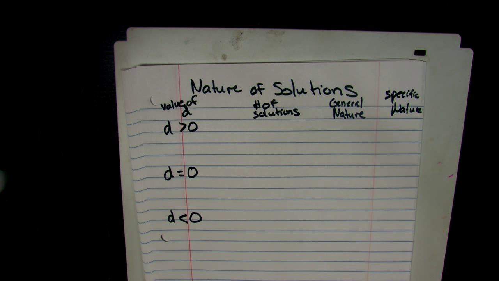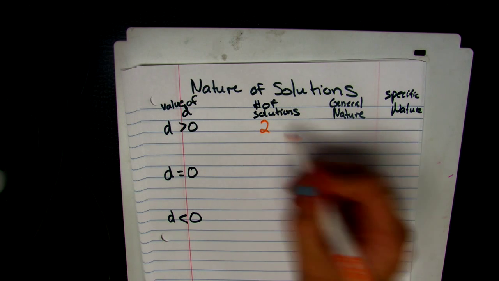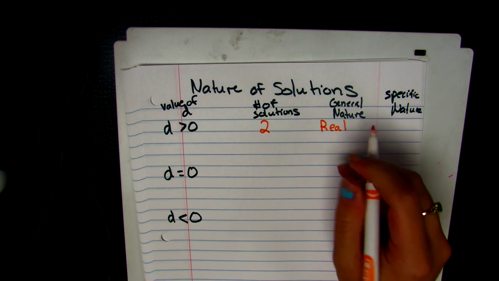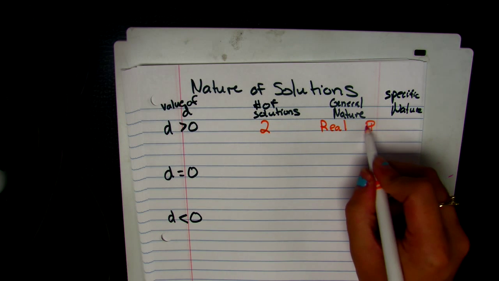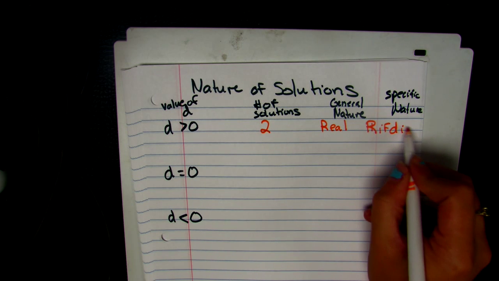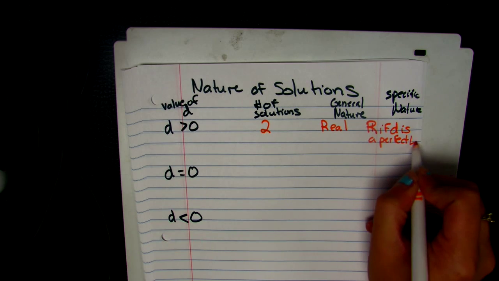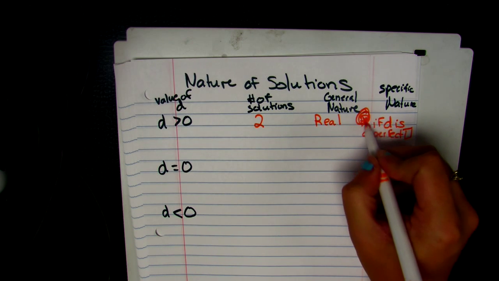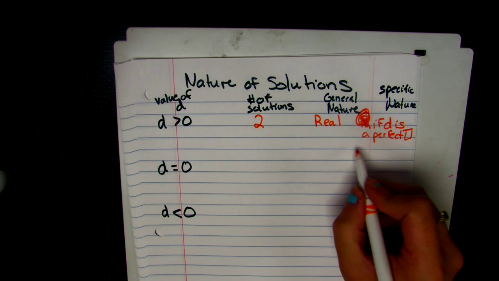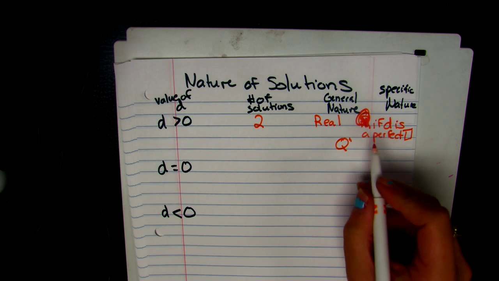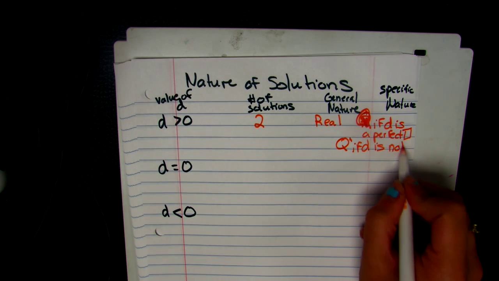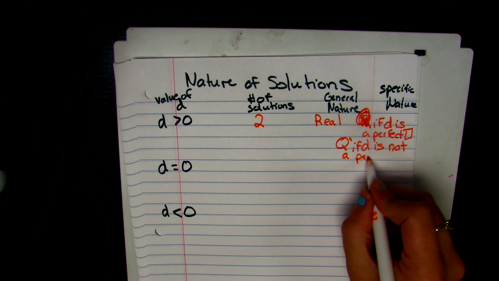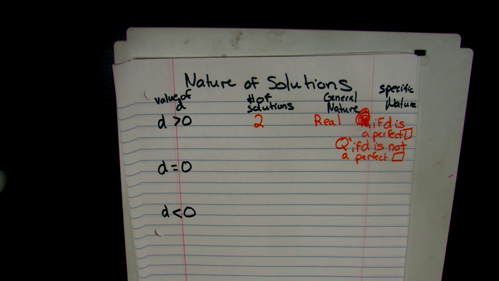Okay, so when your discriminant is positive, you're going to have two solutions. They're going to be real, which means they won't be imaginary. And this is what it's going to be. It's going to be rational if D is a perfect square. Sorry, rational is a Q, not an R. So rational if D is a perfect square. It's going to be irrational, which is Q prime, if D is not a perfect square. So remember, rational means that it's either a fraction or a whole number or a negative number. Irrational means that it's going to be like something that has a square root, okay, the square root of something.